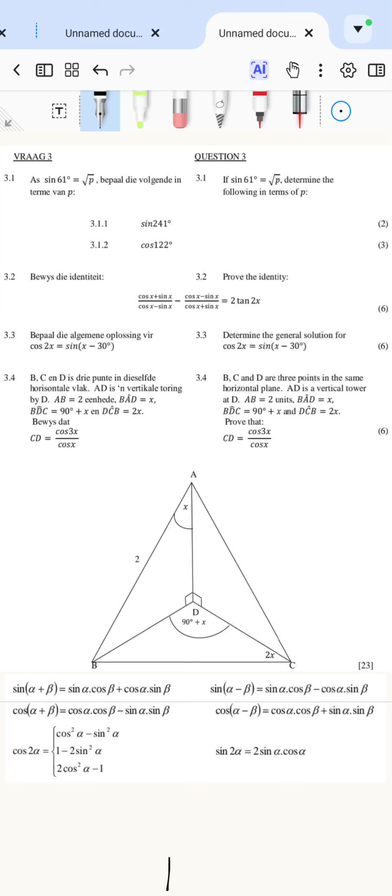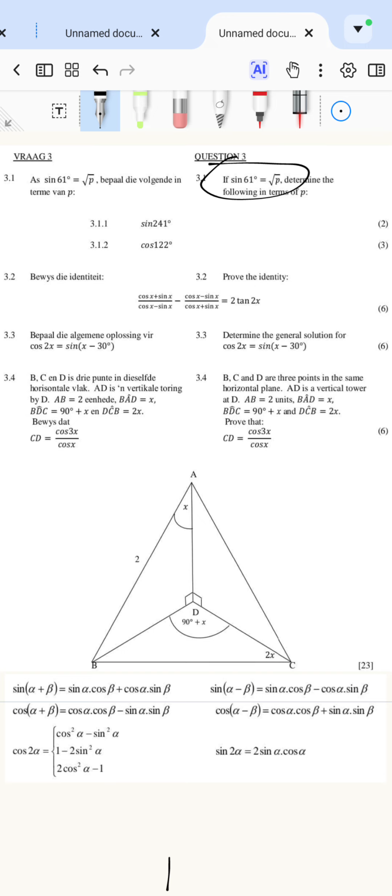We are back with some quick math. This was our March exam, question 3, grade 12. And it's a trig question. Let's get straight into it, okay? As soon as we see something in terms of P, the first thing I would want you to do is to draw a diagram. So let's start by doing that.